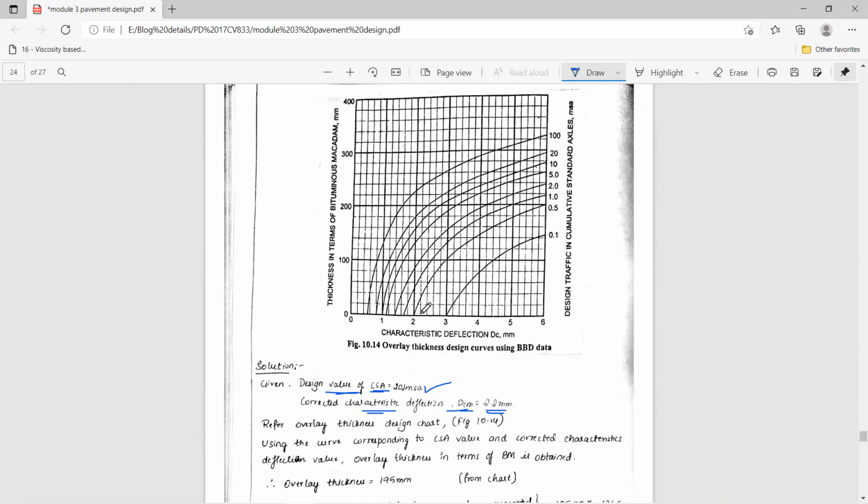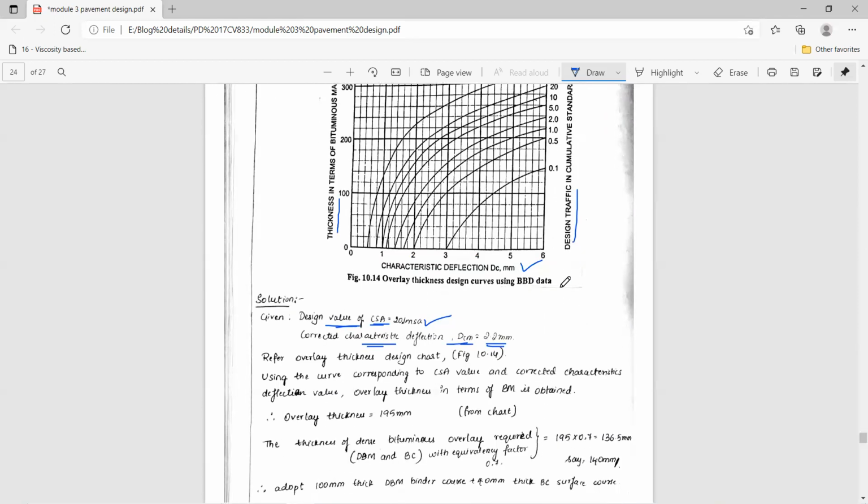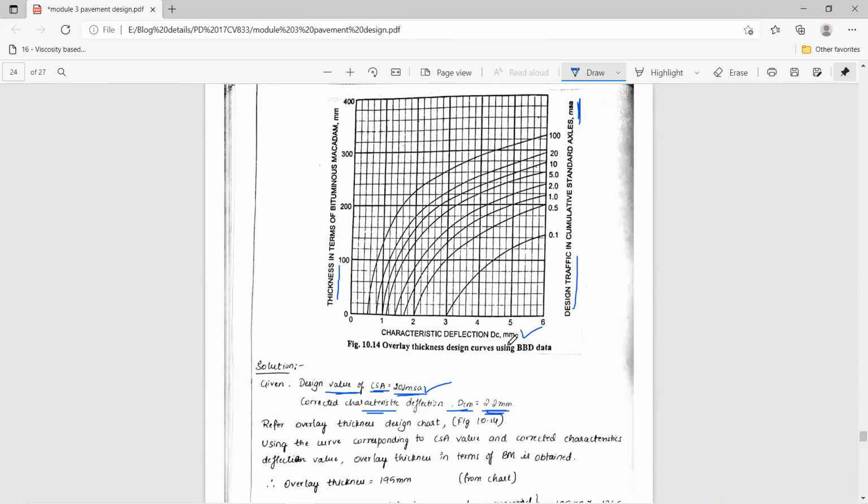Here, the x-axis represents characteristic deflection value, the y-axis represents the thickness values, and the curves present here represent the design traffic in MSA. MSA stands for million standard axle. Now in our problem the traffic is 20.1 MSA and the deflection value is 2.2 mm. Let us try to mark this point on this graph in order to get the thickness.